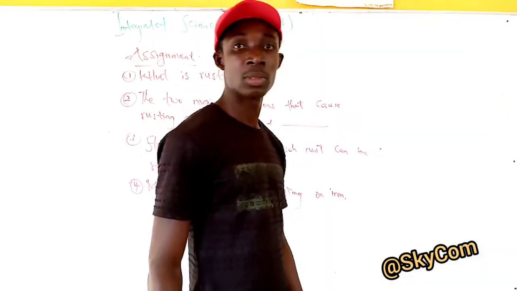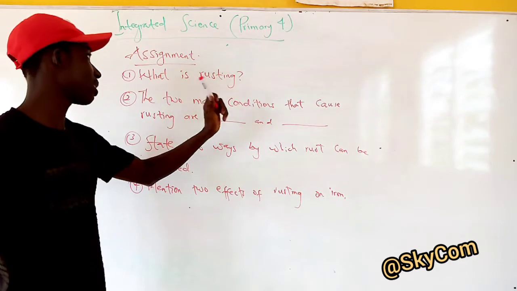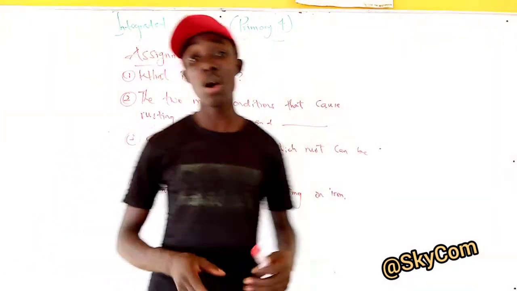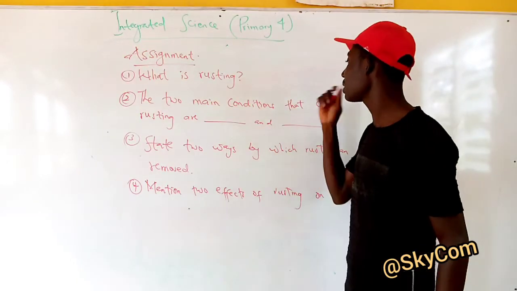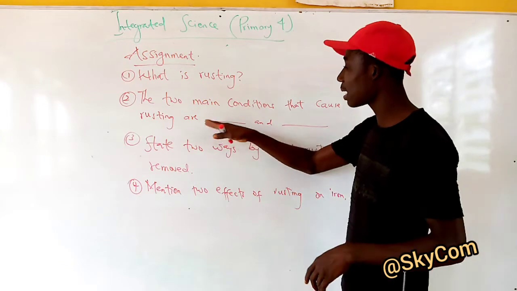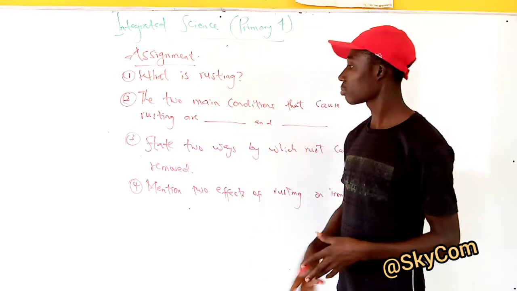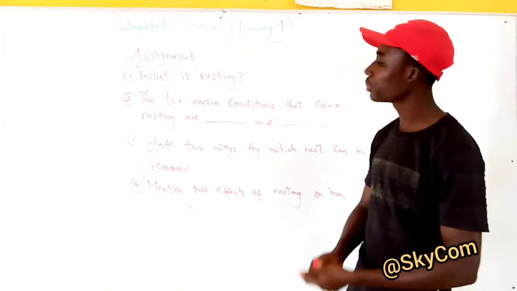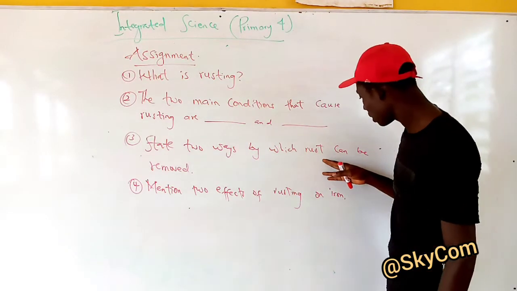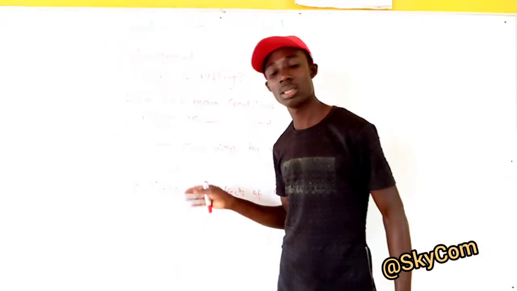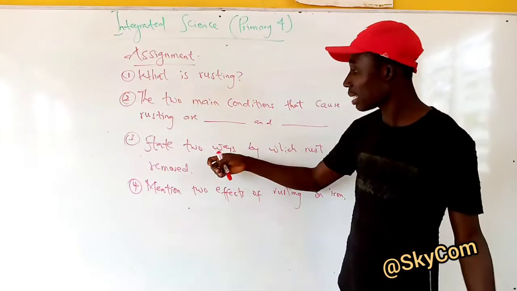This is your assignment, okay? Number 1, explain what is rusting. I just don't want you to forget what rusting is. Number 2, the two main conditions that cause rusting are dash and dash. I've told you, there are two things that cause rusting. Number 3, state 2 ways by which rust can be removed. If your item gets rusted, how would you remove it? There are 2 ways. Just state them here.